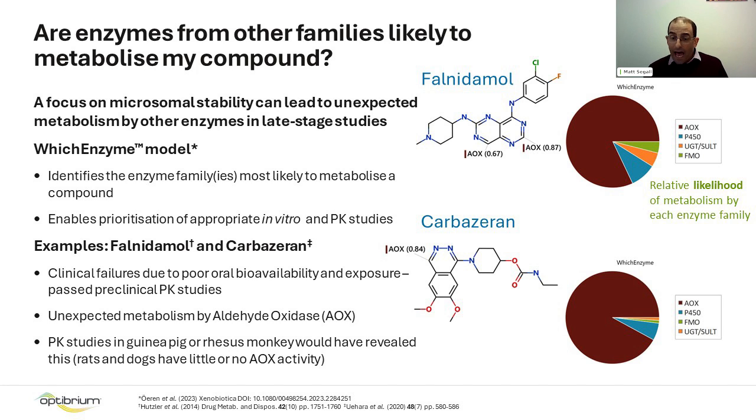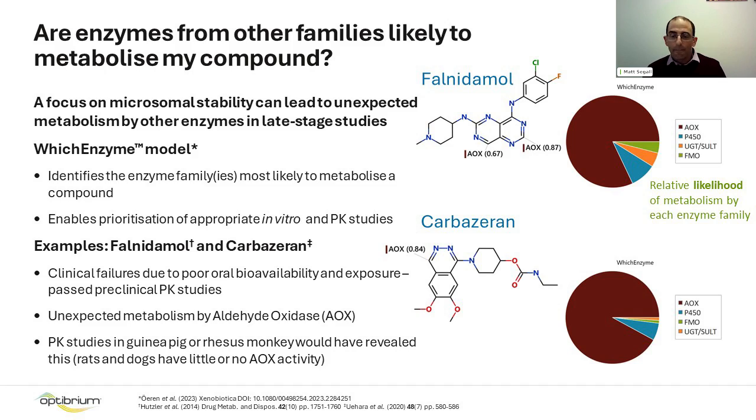A couple of actual examples of this are two clinical candidates, felnitamol and cabazitaran. These were actually candidates that failed in the clinic due to poor oral bioavailability and exposure, despite the fact that they had passed all of the usual preclinical PK studies. So let's just look at the prediction of metabolism by these compounds.